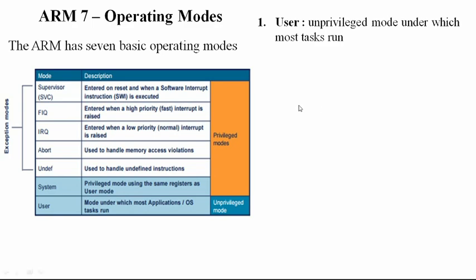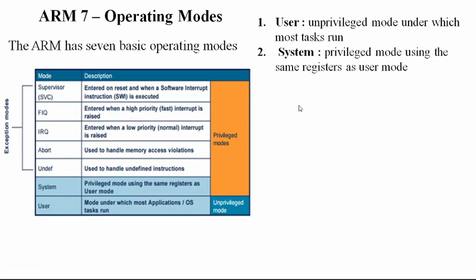And let us go to the second mode. So what is the second mode? The second mode is called system mode. In this system mode, it is a privileged user mode. This system mode is also called a privileged user mode, and it uses registers R0 to R15.